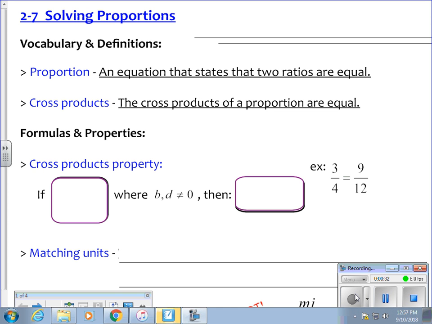Cross products. The cross products of a proportion are equal. We'll talk about that in more detail in a minute because that is the easiest one-way, guaranteed way to solve any proportion: to use the cross products.